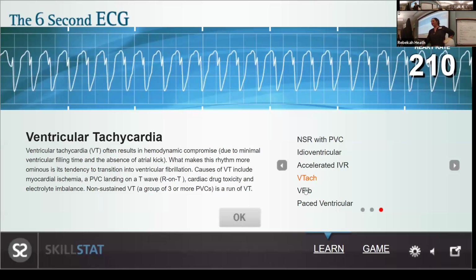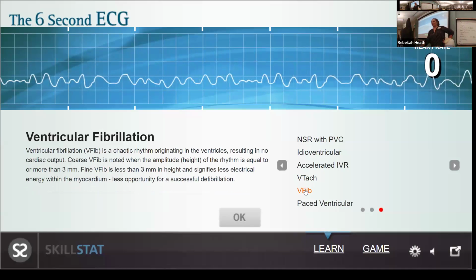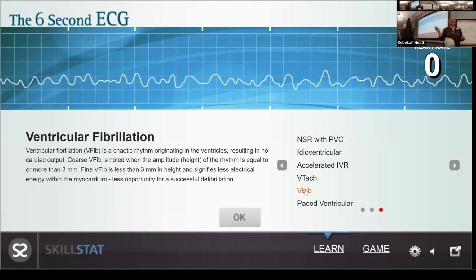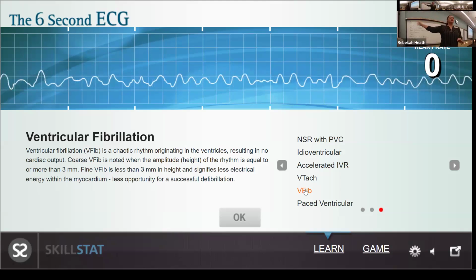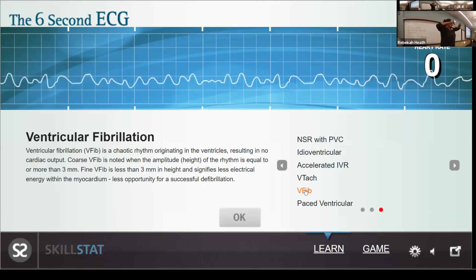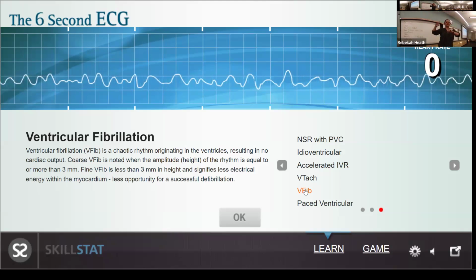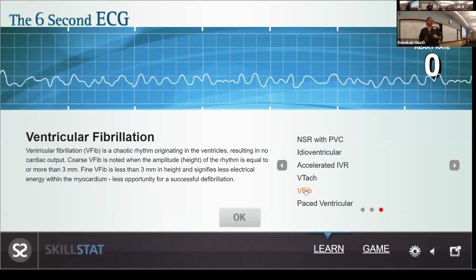All right, what about this rhythm? They're not really contracting very much. So remember we talked about atrial fibrillation, how the atrium or the P waves look like they're just having little spasms. This is ventricular fibrillation.